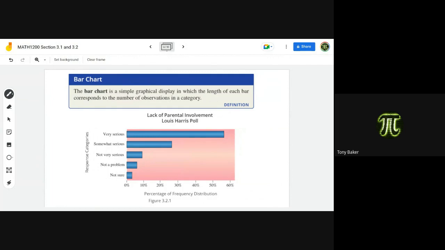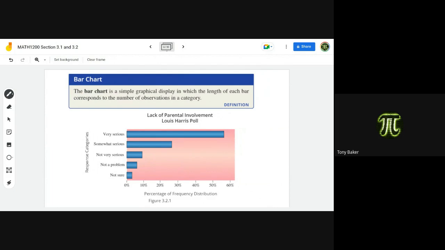All right, let's look at some charts. The two charts that pretty much everybody knows are bar charts and pie charts. Bar charts and pie charts both have to be made from frequency distributions. If you don't have it listed as a frequency distribution, you do not have your classes, and therefore you can't organize how much something happens.